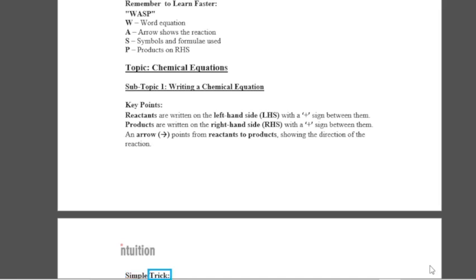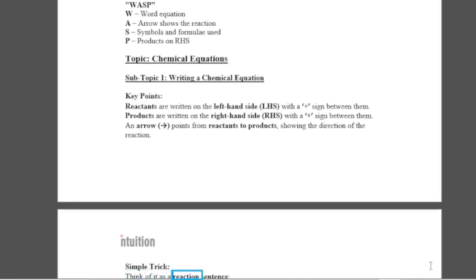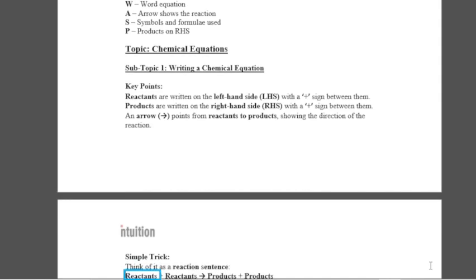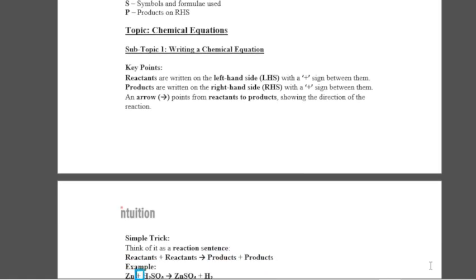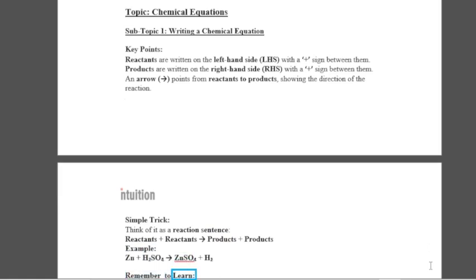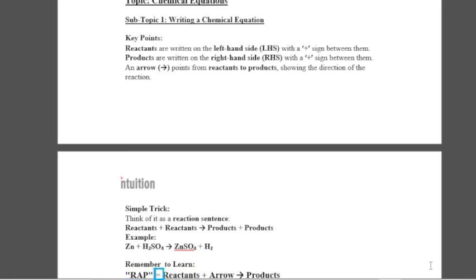Simple trick: think of it as a reaction sentence. Reactants plus reactants, arrow, products plus products. Example: Zn plus H2SO4 gives ZnSO4 plus H2. Remember to learn: RAP is reactants, arrow, products.